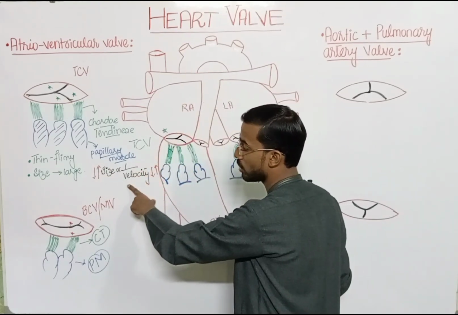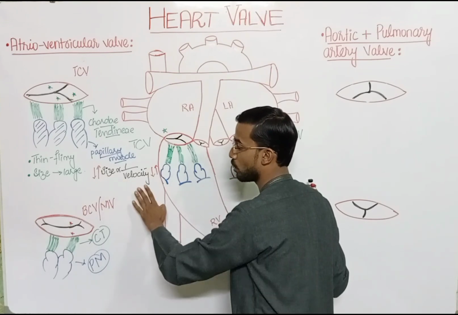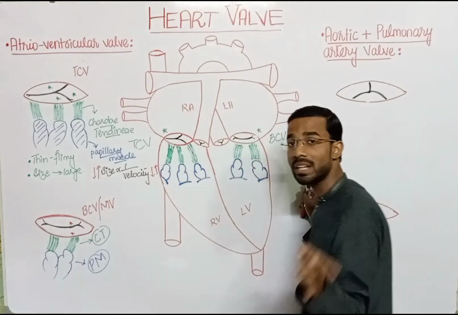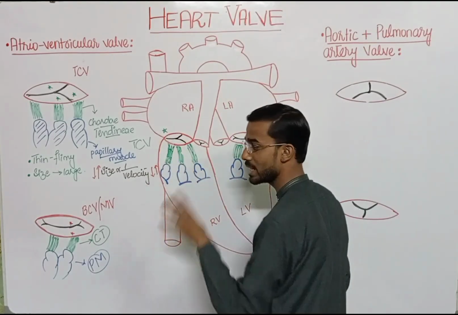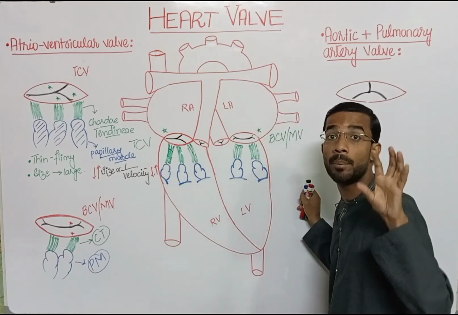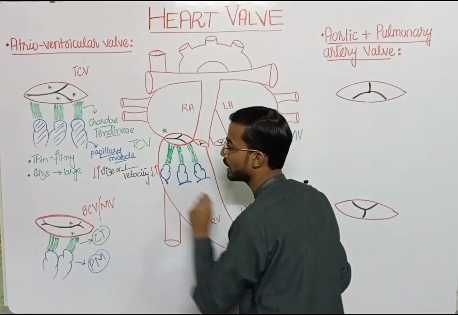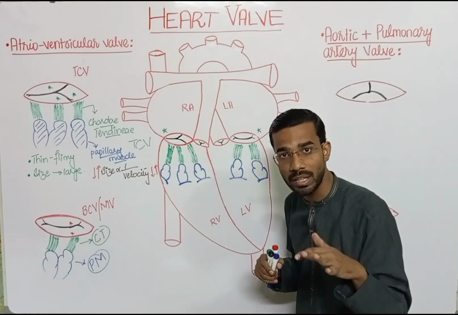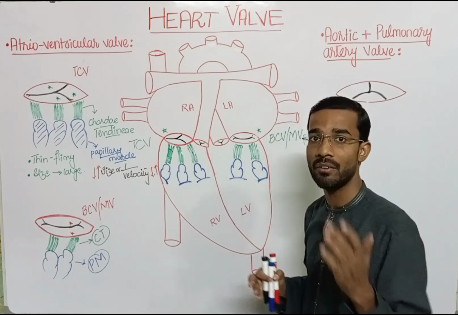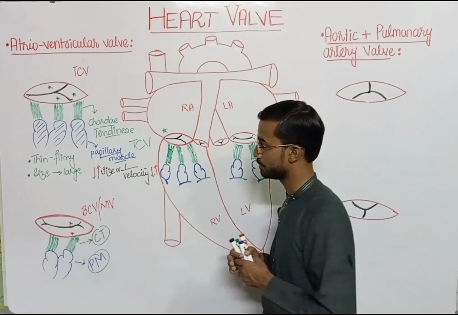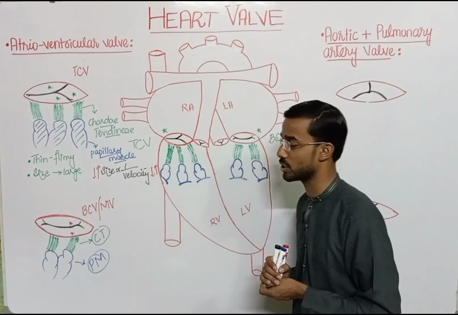In the atrioventricular valve, the size is large and the velocity will be low. But in the aortic and pulmonary valves, you will see the diameter or the bore of the valve is small and the velocity is high, which we will discuss later.